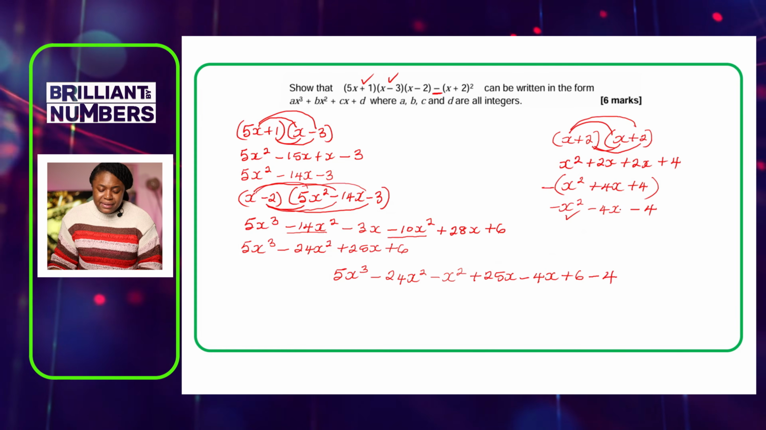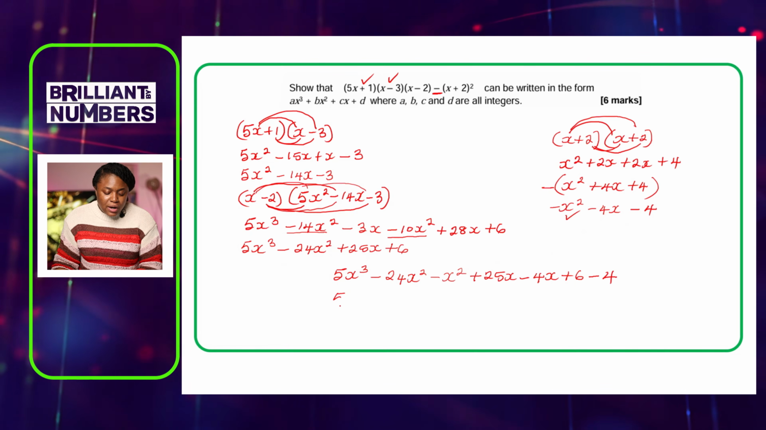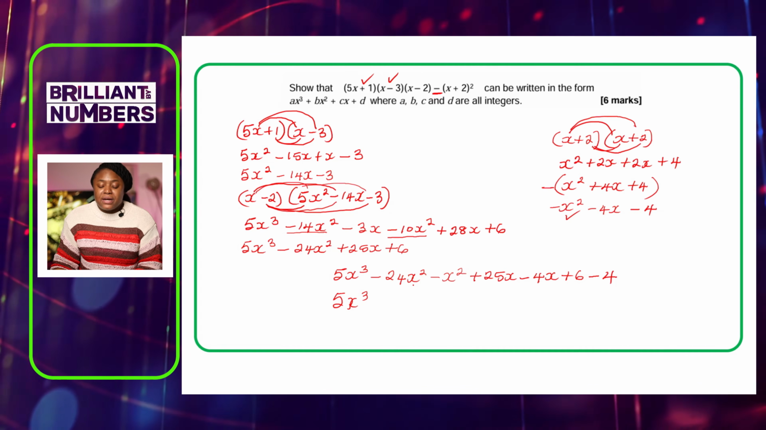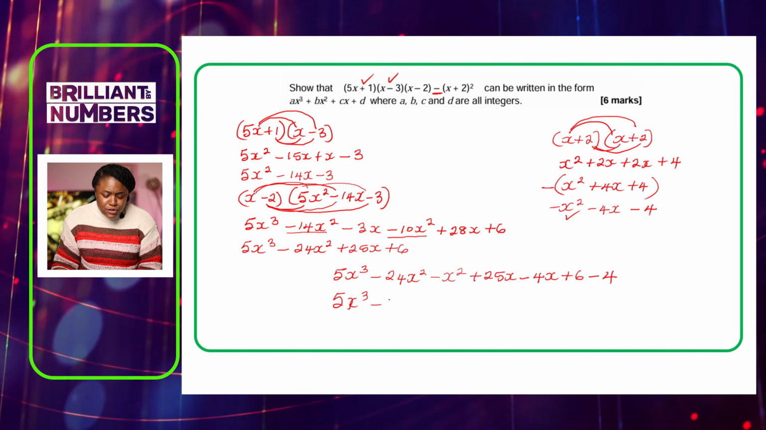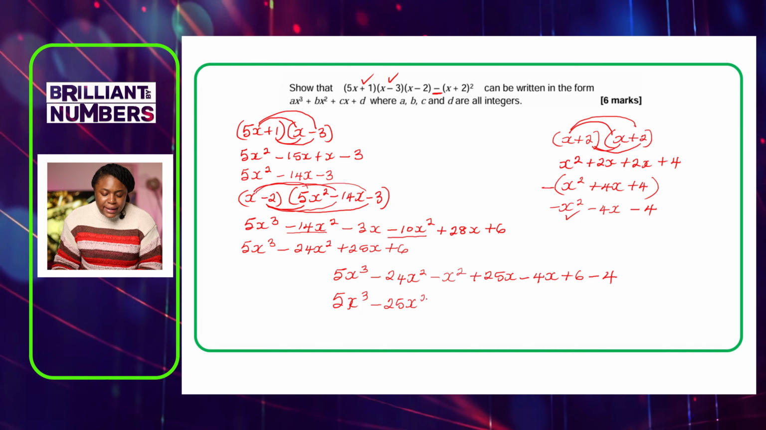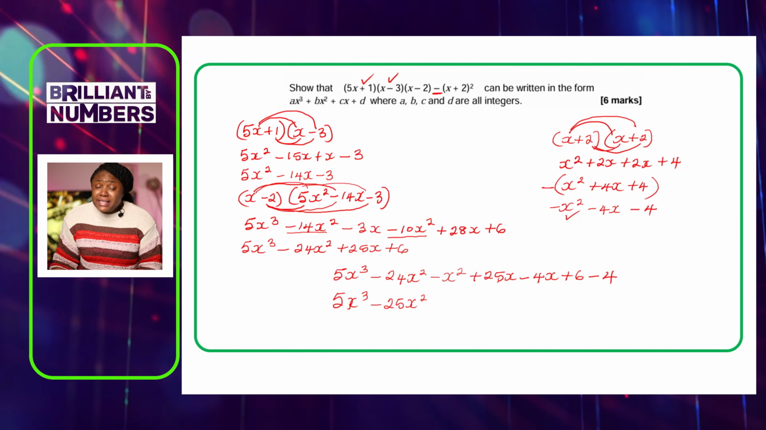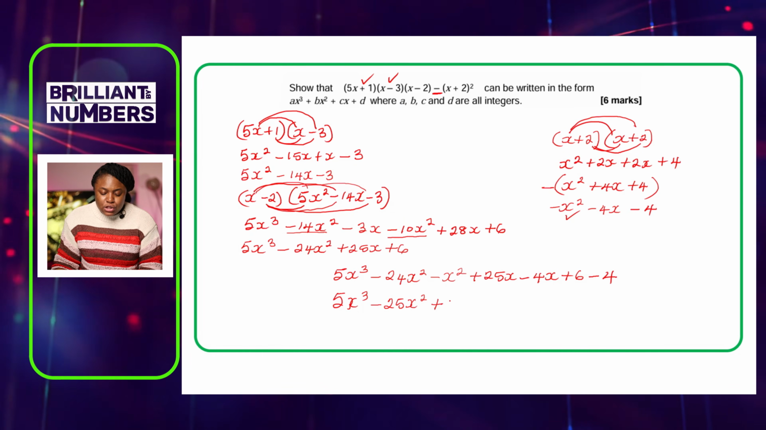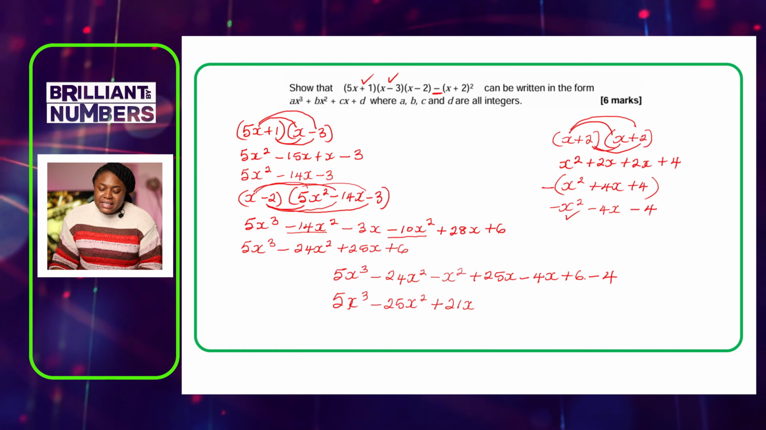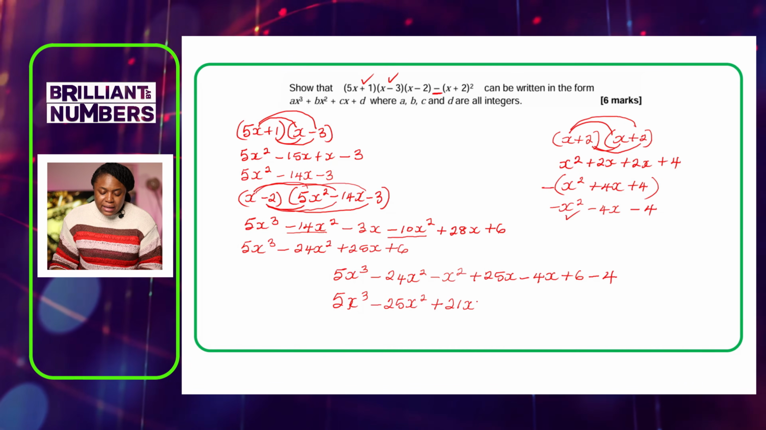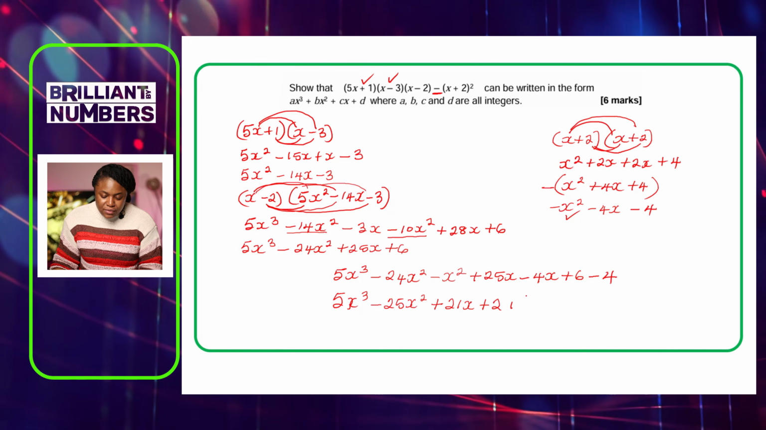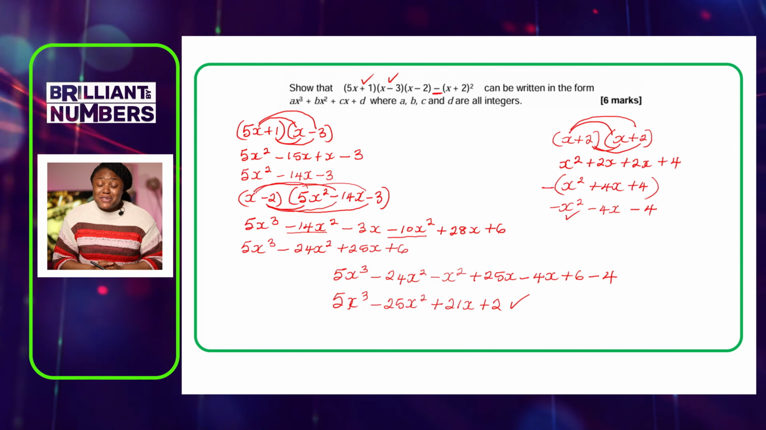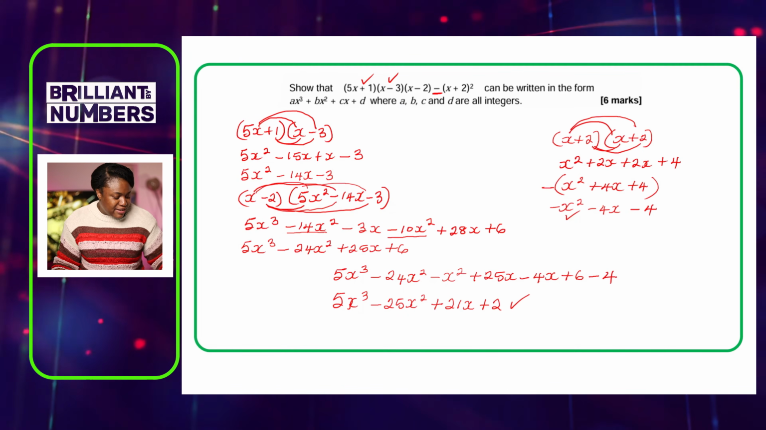So now we're going to simplify to get our final answer. So our answer will be 5x cubed. We've got minus 24x squared and a minus x squared, which is minus 25x squared. Then we've got 25x minus 4x. 25 take away 4 is 21, so this will be 21x. And then 6 take away 4 gives us positive 2. So you will see why that is all 6 marks. Lots and lots of steps that we have taken there.